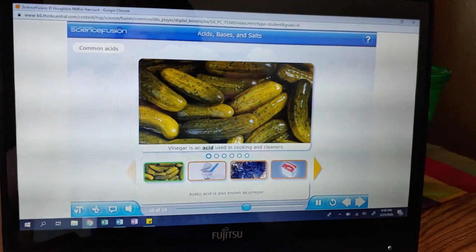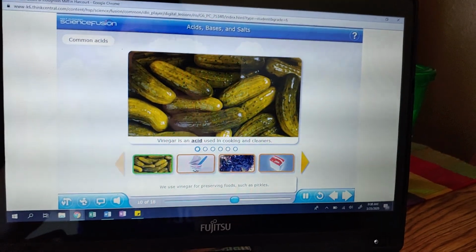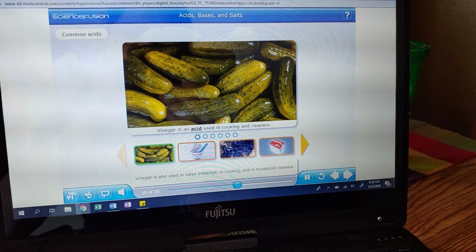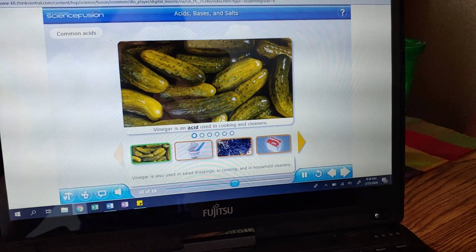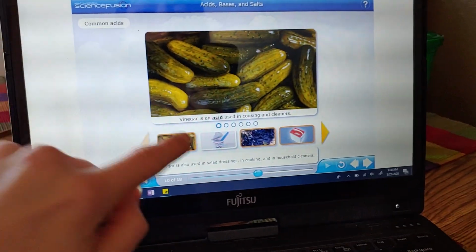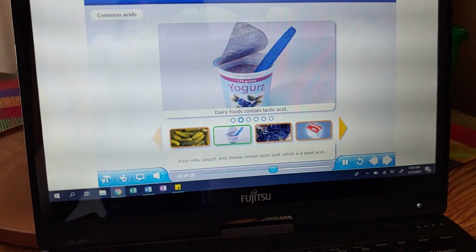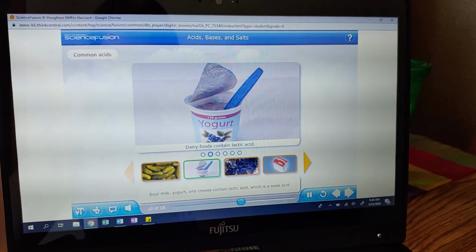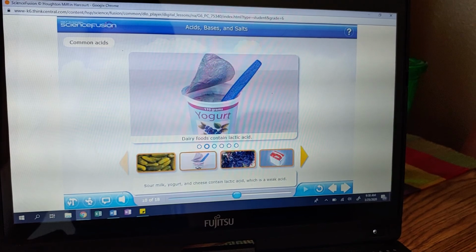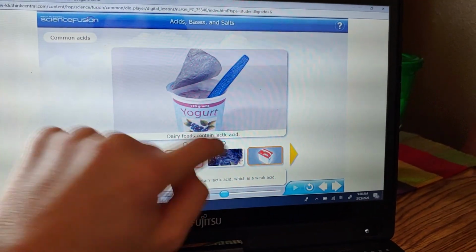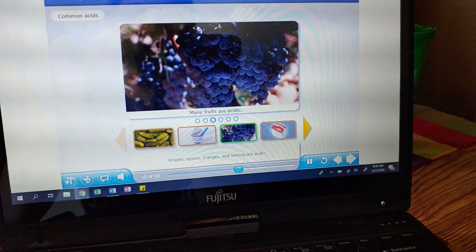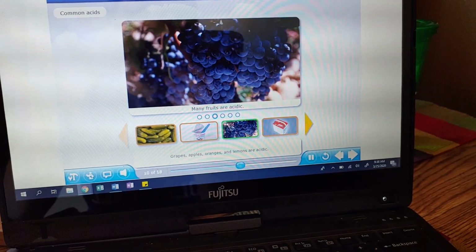Acetic acid is also known as vinegar. We use vinegar for preserving foods such as pickles. Vinegar is also used in salad dressings, in cooking, and in household cleaners. Sour milk, yogurt, and cheese contain lactic acid, which is a weak acid. Many fruits contain acids. Grapes, apples, oranges, and lemons are acidic.